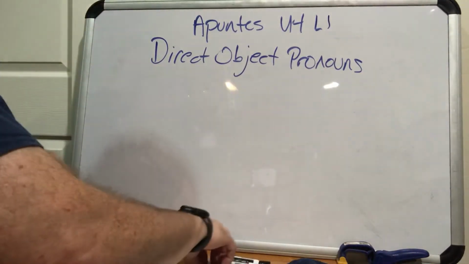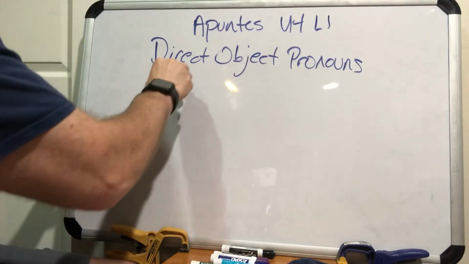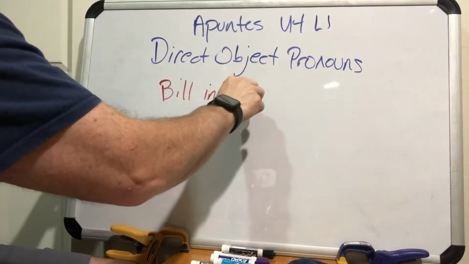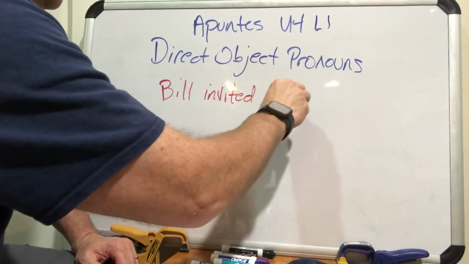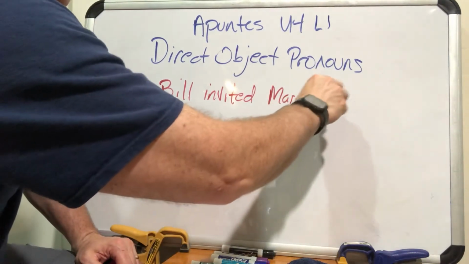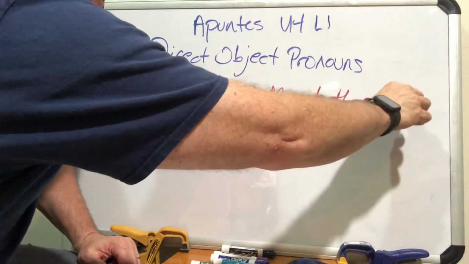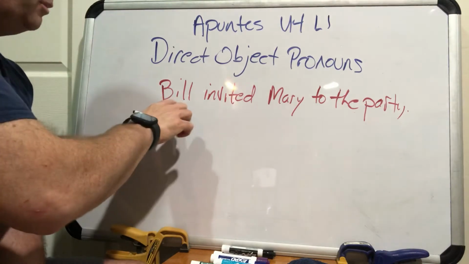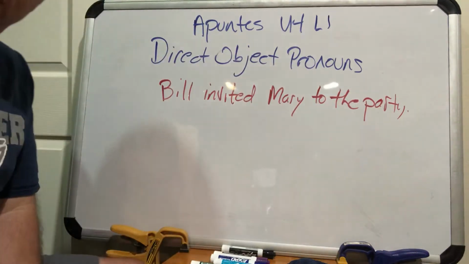Okay, so let's go back to our example with Bill inviting people. Bill invited Mary to the party. Okay? Now notice my order here. We go subject, verb, object. And then this is my prepositional phrase, to the party.